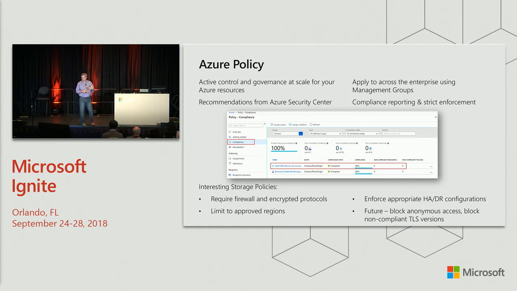And in the future, we want to add additional ones, like just being able to block using anonymous access at all. How do we prevent somebody from using that? Or block using old TLS versions that are not necessarily particularly secure. So we're constantly looking for new things that we can add to the palette for Azure Policy. So this is an area we'd love your feedback on. Let us know what you'd like to enforce across your storage accounts.